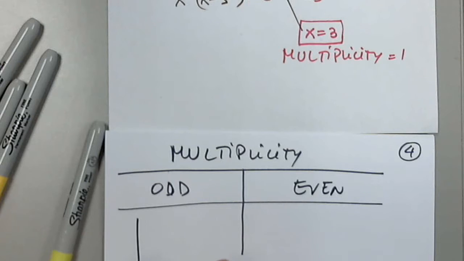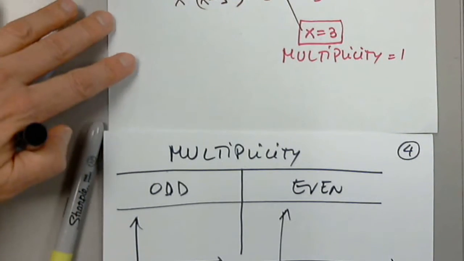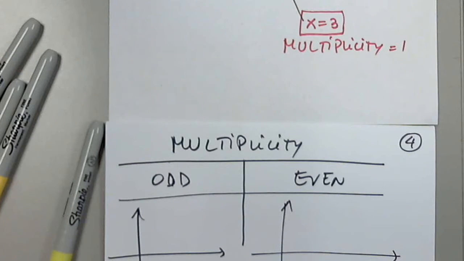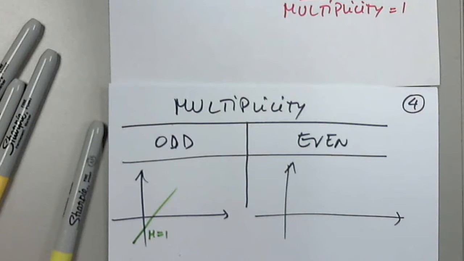So here's what happens when an x-intercept appears an odd number of times. Like it appears once, it appears 3 times, 5 times. If it appears once, so multiplicity equals 1, it's just a regular cross like a linear function. Now, if it appears 3 times, do we remember the graph of x cubed? It's like a backwards F.